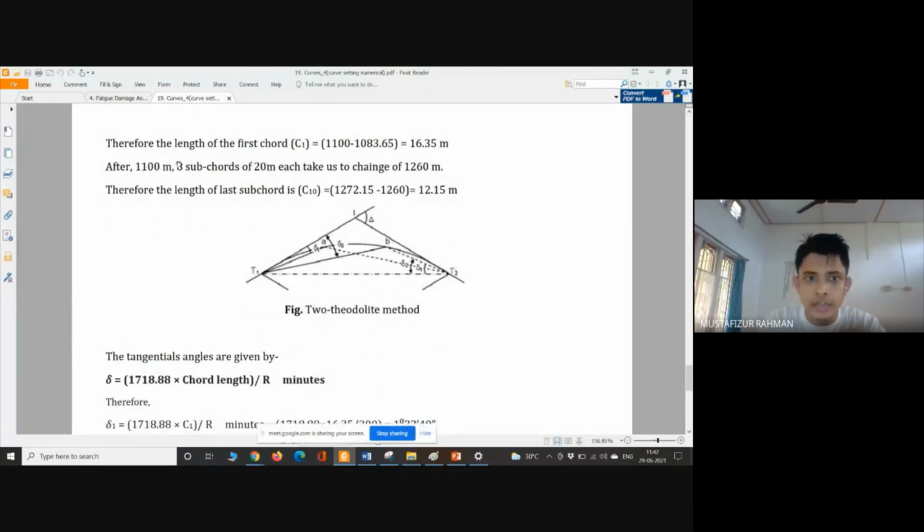Then we have 1100 meter, 1120 meter, 1140, 60, 80, 1200, like this we are going, and we have 8 subchords of 20 meter in this range. Then the last one, we see that from 1260 we have to go to 1272. So last value remaining is 12.15 meter. So there is no hard and fast rule in this. We can divide this suitably.